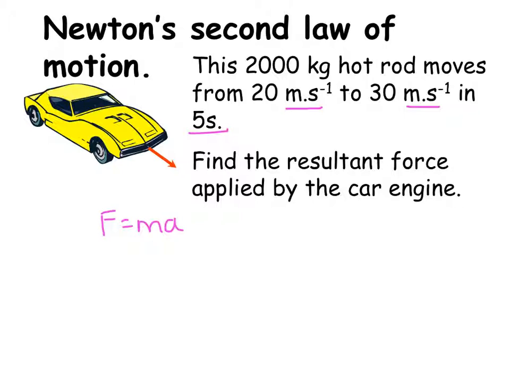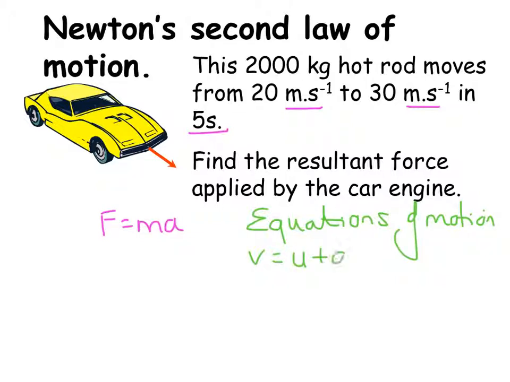We should remember equations of motion, and we need to remember how to use all of our equations of motion. So let's go through this quickly. In this case, I've got a final velocity, I've got an initial velocity, I've got a time, and I'm interested in an acceleration. So V is equal to U plus AT.